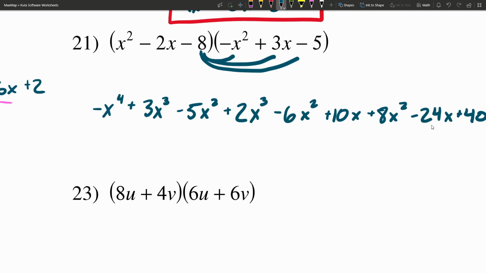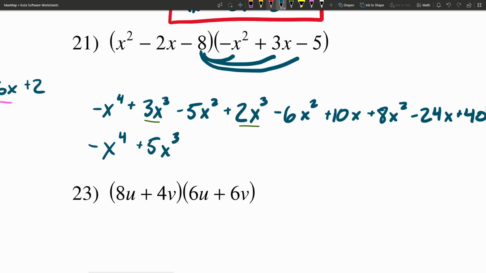Finally, we're going to simplify this down. You can see that we only have one term with an x to the 4th, and that's our highest degree, so we have a negative x to the 4th. Combining my x cubes, I have a 3x cubed and a 2x cubed. So that's going to be a 5x cubed.